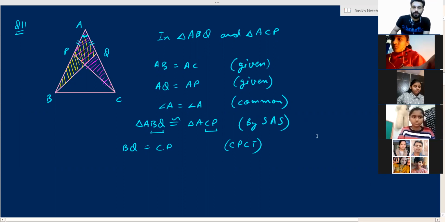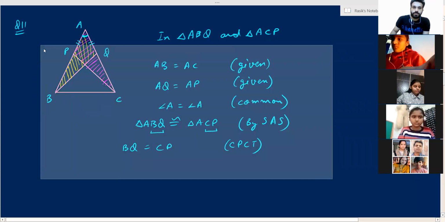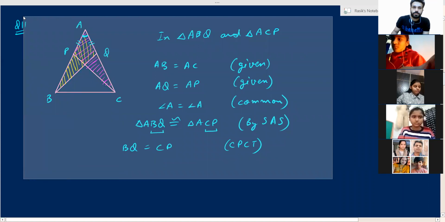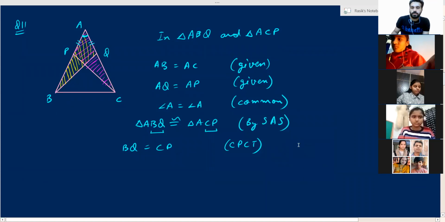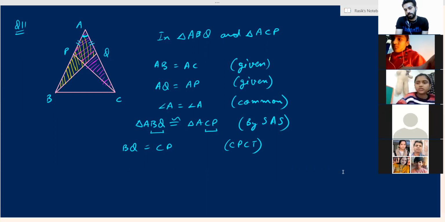Let's start with question number 12. Me and Paridhi have done question number 12. So can we send? Yes. Let me check your question 11. Who has posted question 11? Paridhi and Sara have posted. Right, totally, absolutely right. Sara, correct. Very good.